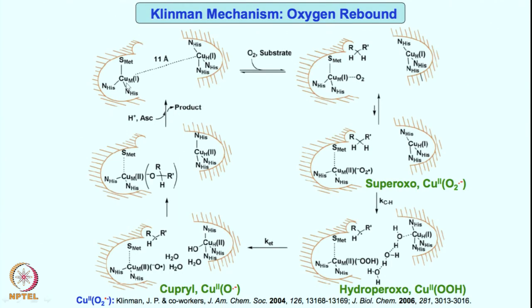So, now you have copper M and copper H separated by 11 angstrom, 2 histidine, 1 methionine ligated with copper, and this is the copper H which is having a T-shaped geometry, 2 histidine over here, 2 histidine over here, another histidine over here. So, overall this is the active site. It is a dicopper center, not dinuclear, it is a dicopper center which is present.